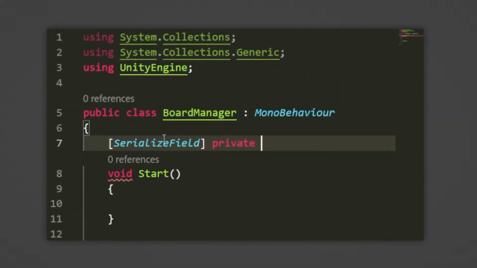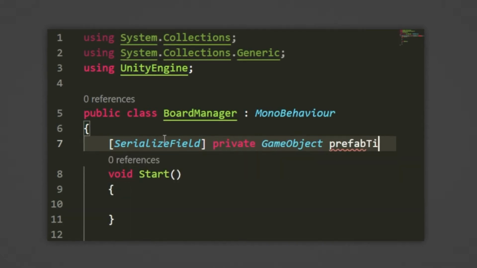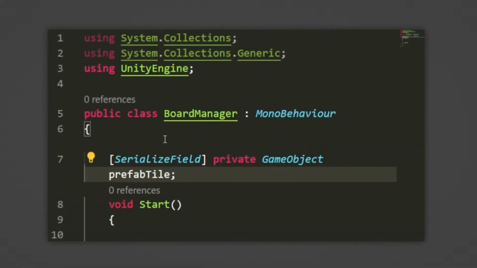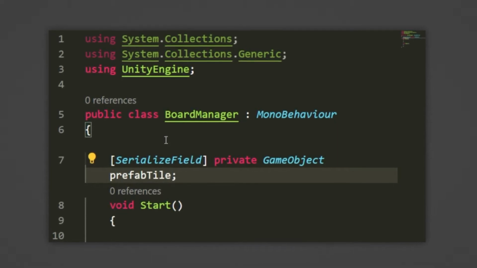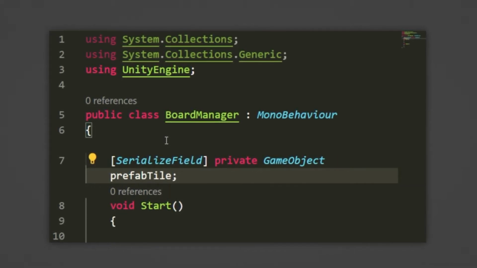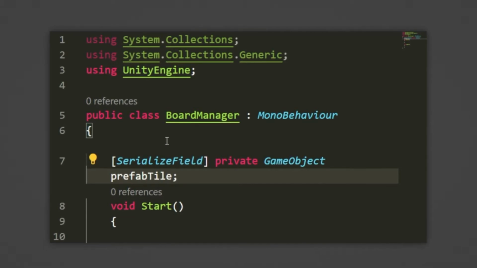prefab tile, or whatever you want to call it. It's just going to be a prefab game object. We're also going to serialize it, but we're going to make it private because we don't want other classes to change or alter this or really have access to it, because it's not really needed.